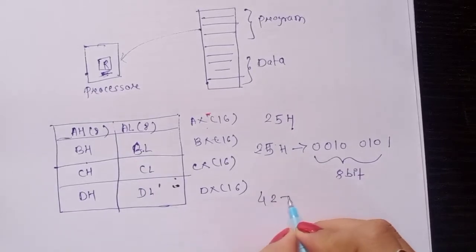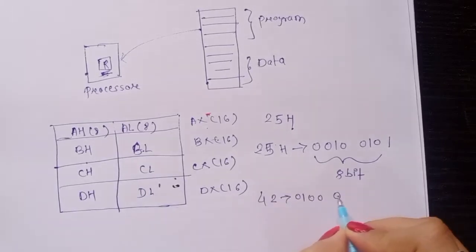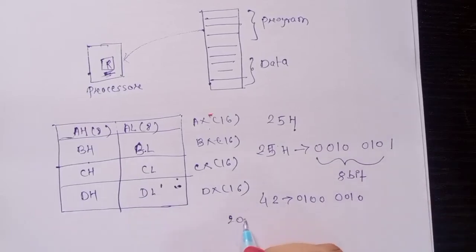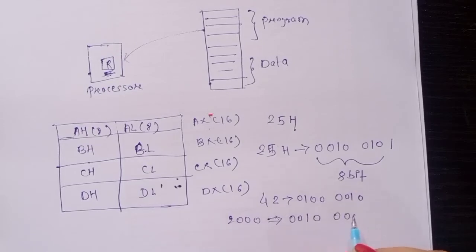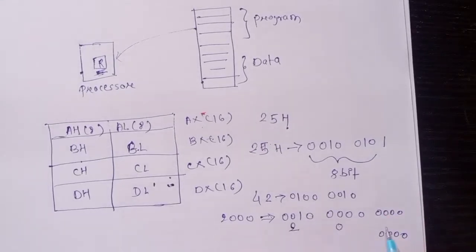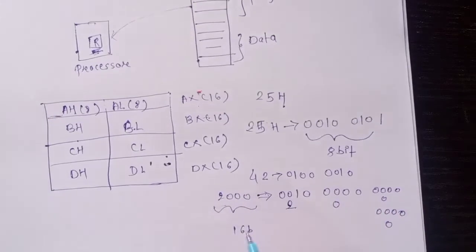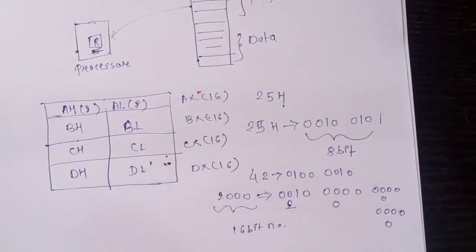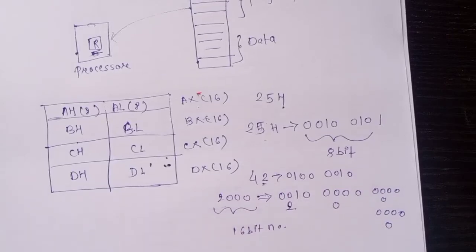If we have to write 42, it will be 01000010. If 2000, then 00100000 and then 00000000. So this is 2, this is 0, this is 0 and this is 0. So this 2000 is a 16-bit number. This 25 and this 42 are 8-bit numbers. So this is all about the background that you needed to have before learning addressing modes.